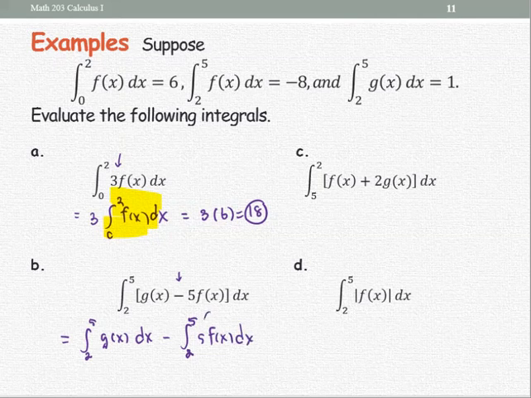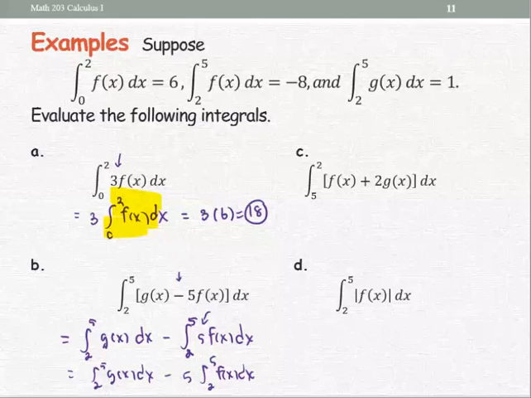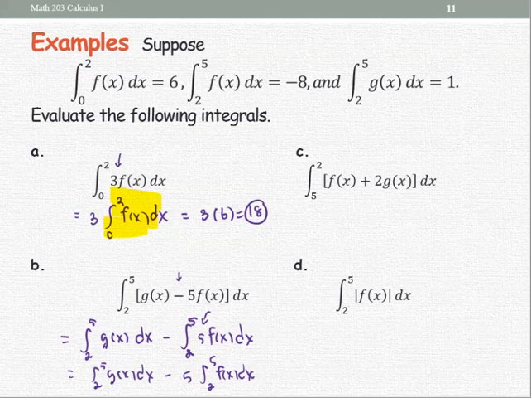And then apply the constant multiple property to the second integral. It becomes negative 5 times the integral from 2 to 5 of the function f of x with respect to x, and then use the values provided by the problem. The definite integral of the function g from 2 to 5 is equal to 1, so this part equals 1. And the definite integral from 2 to 5 of the function f is negative 8. Then simplify the number to be 1 minus 5 multiplied by negative 8, or 41.